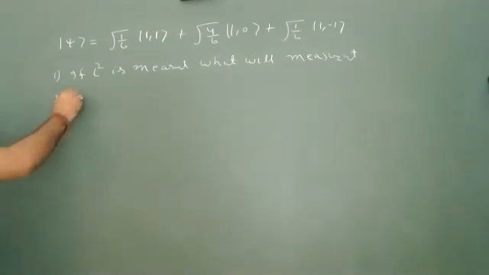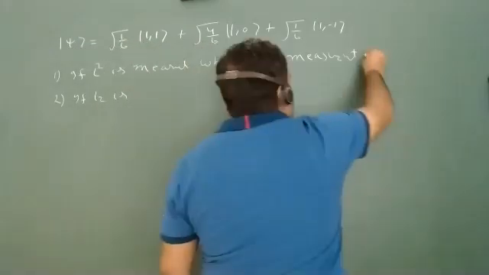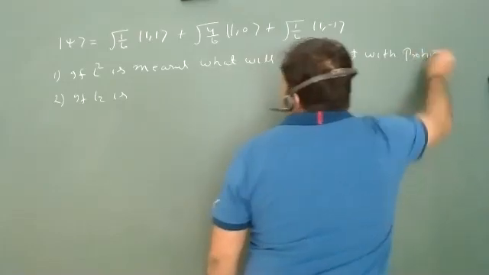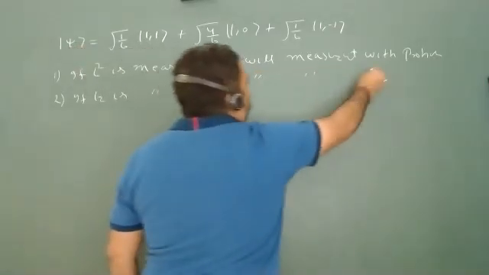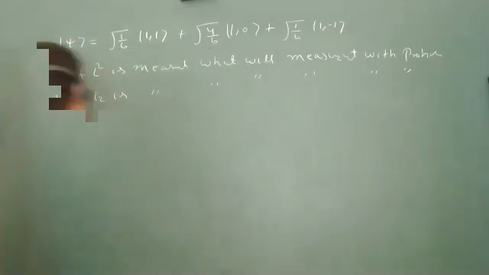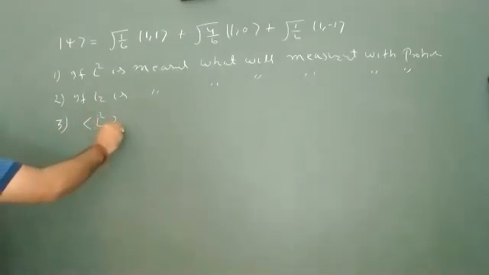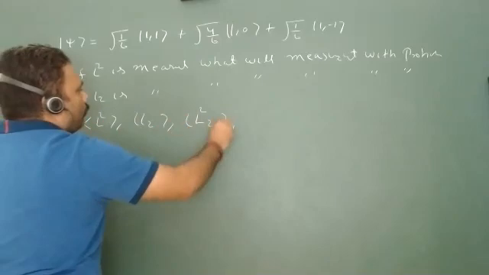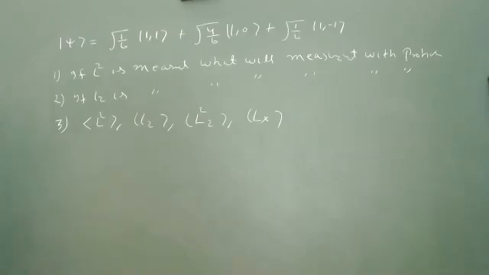Second, if Lz is measured, what will be the measurement and with what probability? Third, find the expectation value of L square, Lz, Lz square, Lx. Find the expectation value of all these on the state psi, obviously.